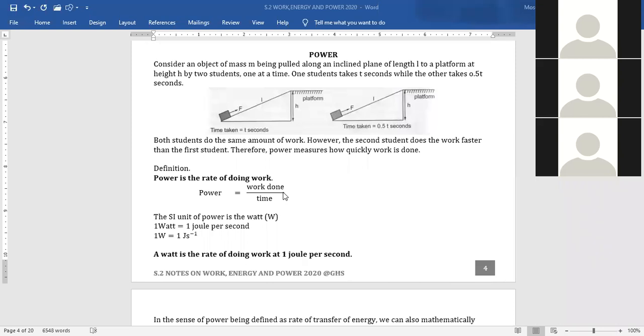And the SI unit for power is a what? What's the SI unit for power? It is watt. Now, can you pronounce it properly so that you differentiate it from this normal word?